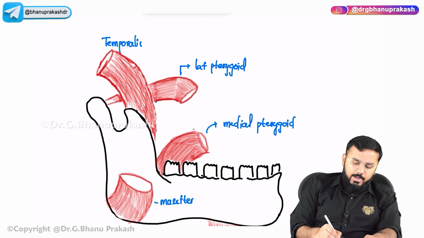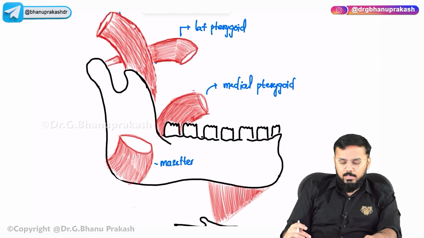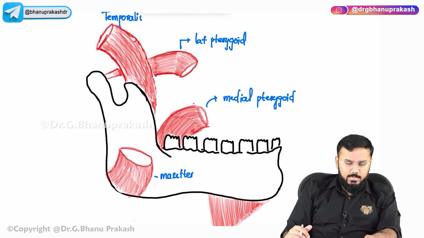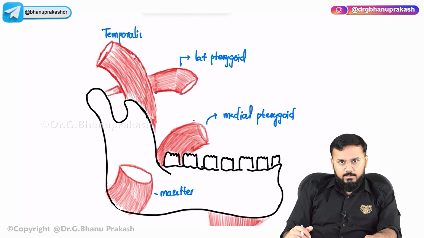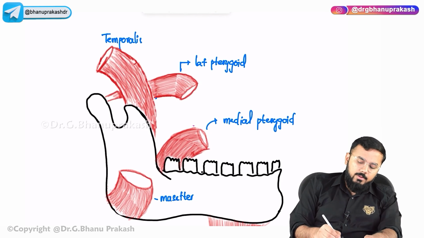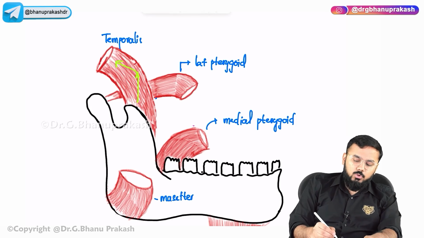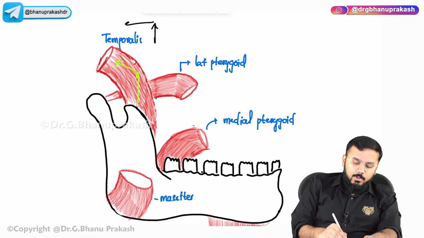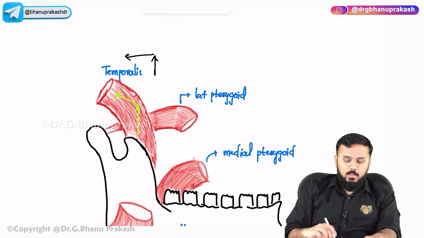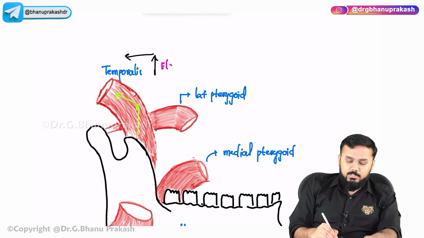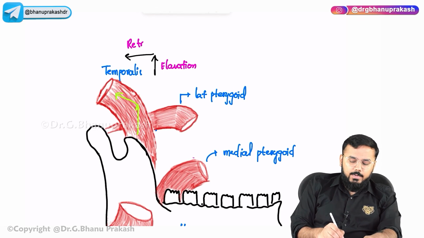Just look at the muscle and then answer. Let us look at temporalis. All the fibers are going up and back. So if I ask you the action of temporalis, it is responsible for elevation and retraction of the mandible. What is its action? Elevation and retraction of the mandible. Just look at the fibers there.